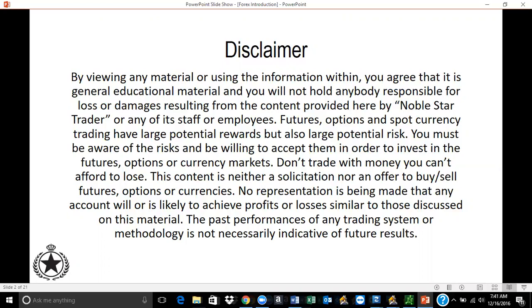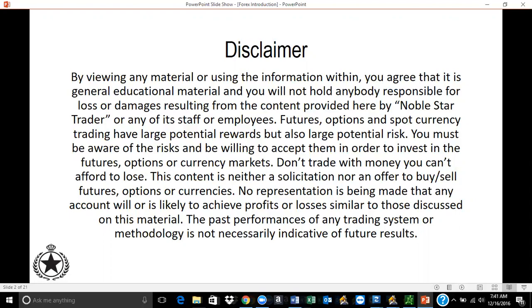This is very important because you have to know before getting started that 90% of traders lose their money. I will repeat that. 90% of all traders, speculative traders, I will say, lose their money. And there's so many reasons why.